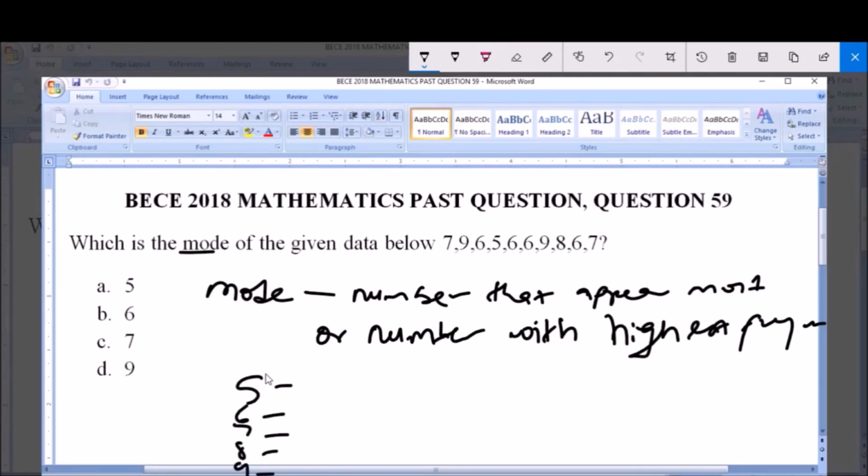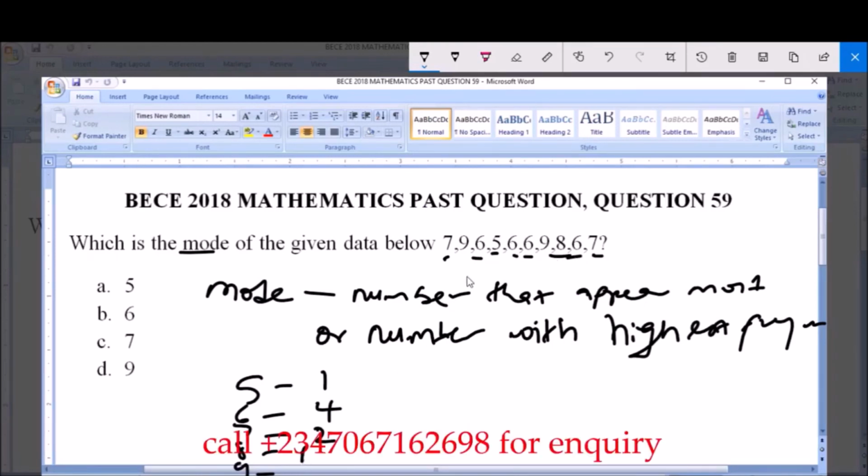Now we want to know the frequency, that is the number of times each number appears. Let's take a look at 5. 5 appears just once. Now 6 appears 1, 2, 3, 4 times. Now 7 appeared twice. And 8 appeared once. Then 9 appeared twice.